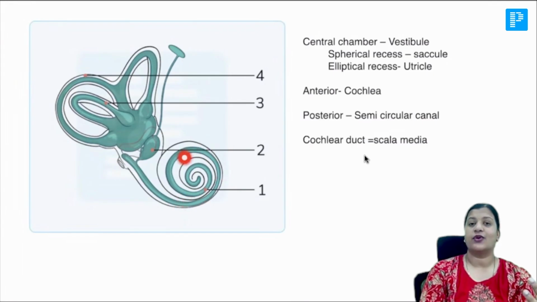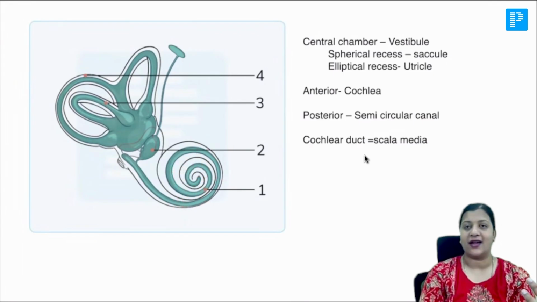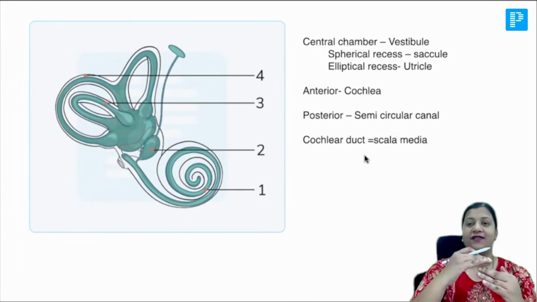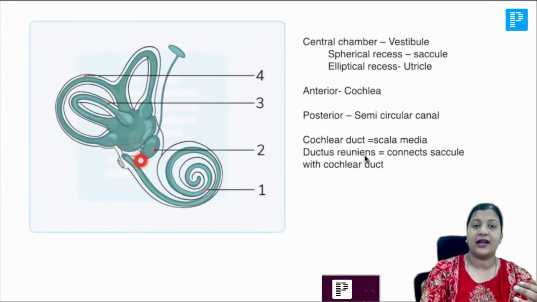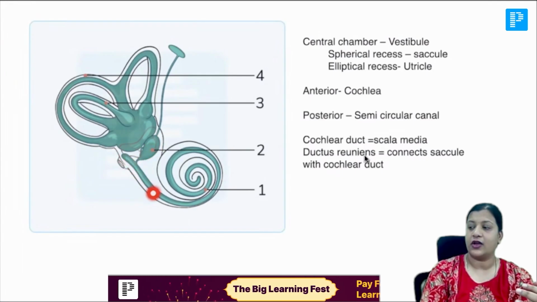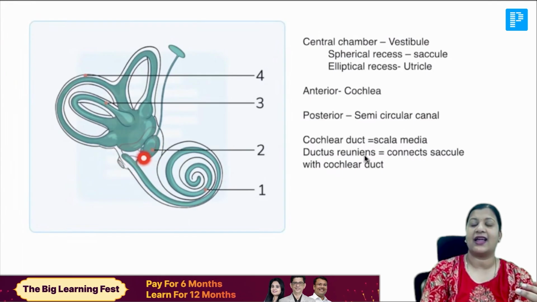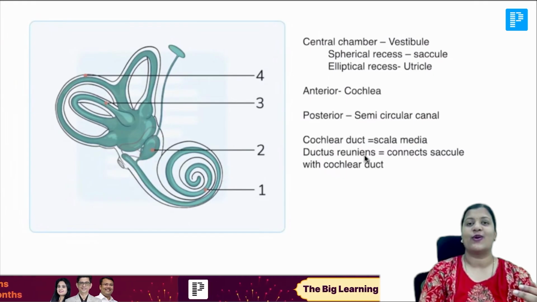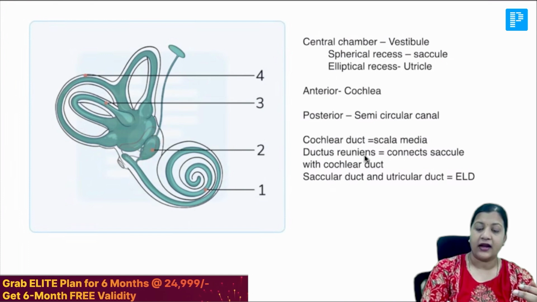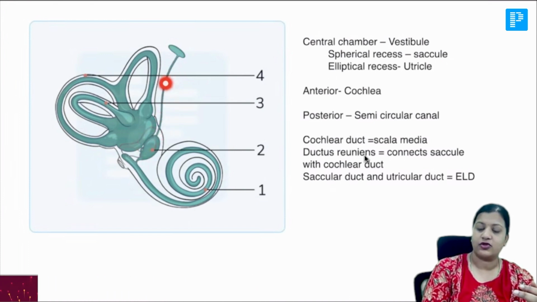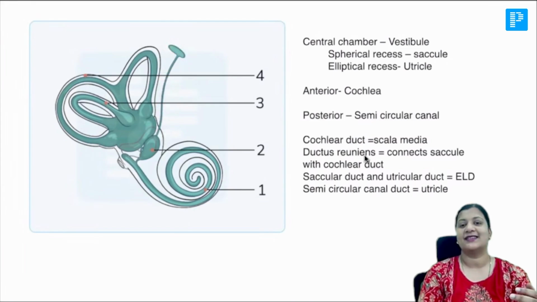Cochlear duct is also called what? Scala media. Above the scala media, we have scala vestibuli, and below that, we have the scala tympani. What is ductus reuniens? This duct that connects the saccule with the cochlear duct, we call as ductus reuniens, also called canalis reuniens. Now, the saccular duct and the utricular duct both join to form the endolymphatic duct, and this endolymphatic duct opens into the endolymphatic sac.